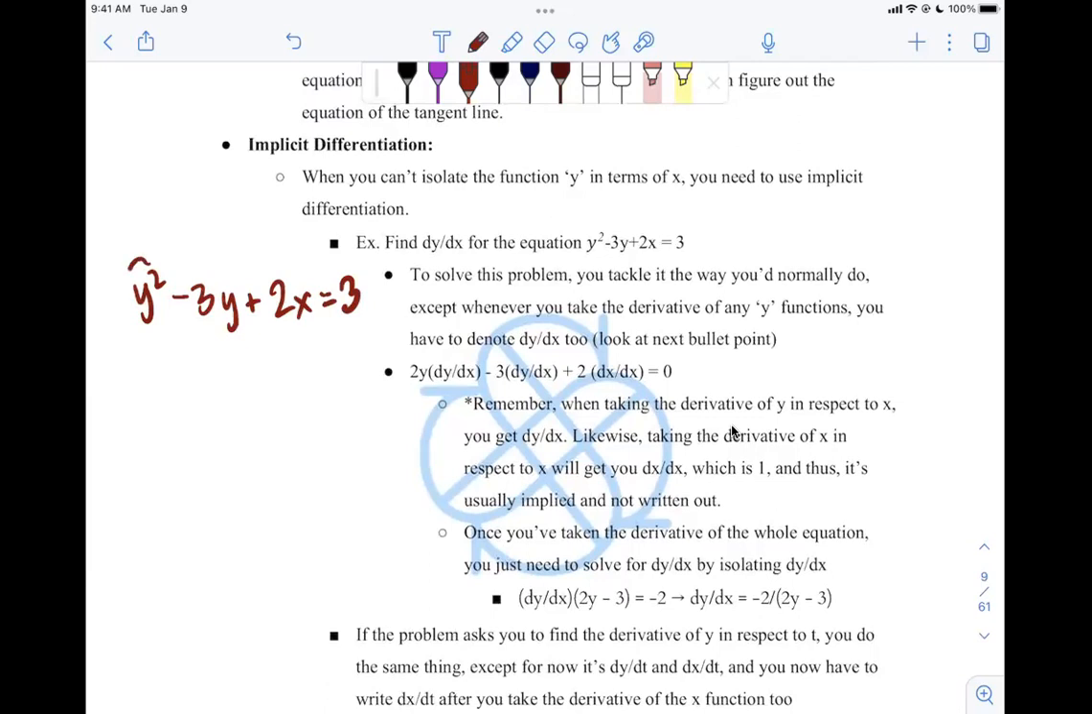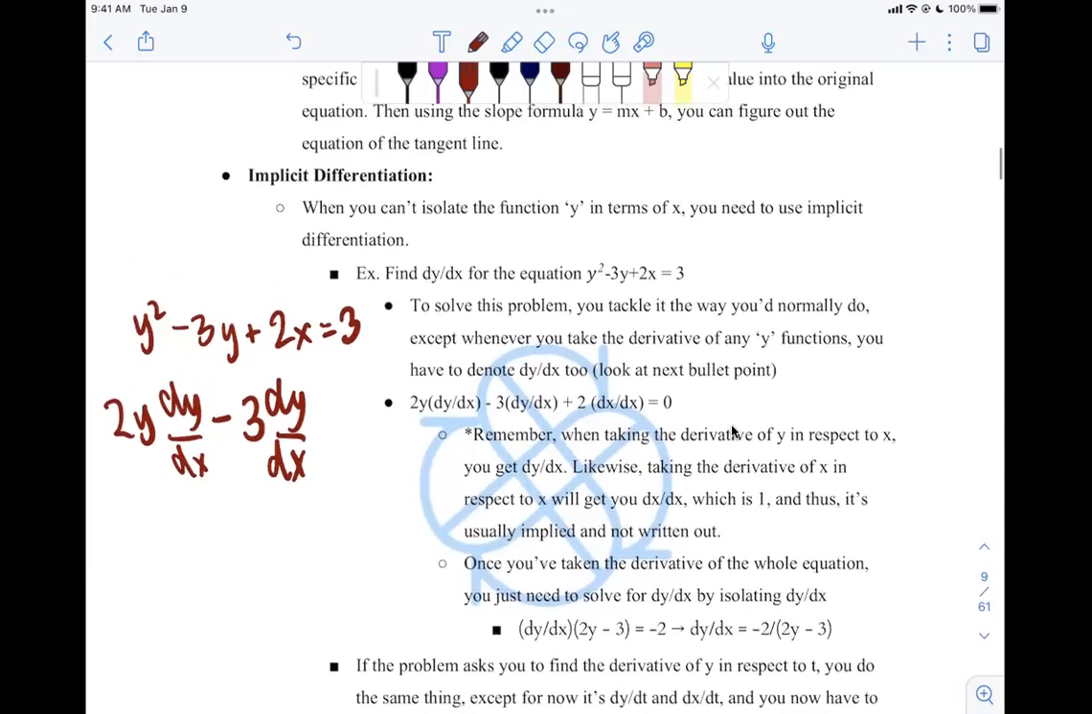We first differentiate the outer function with respect to y. So that gives us 2y times the derivative of y with respect to x, which is dy/dx. Minus 3, which is the derivative of 3y with respect to y, again times dy/dx, because we need to take the derivative of y with respect to x. Plus the derivative of 2x, which is just 2, equals the derivative of 3, which is just 0. And we could use that to solve.